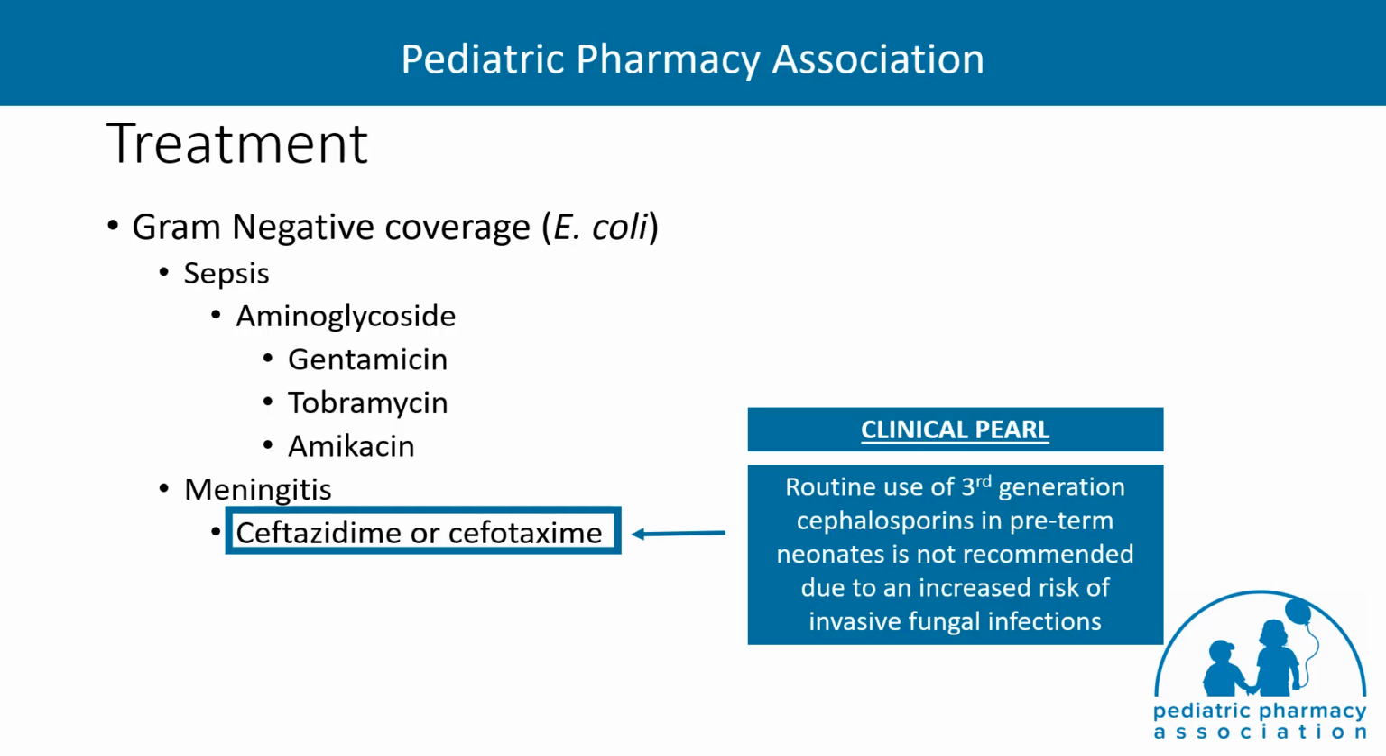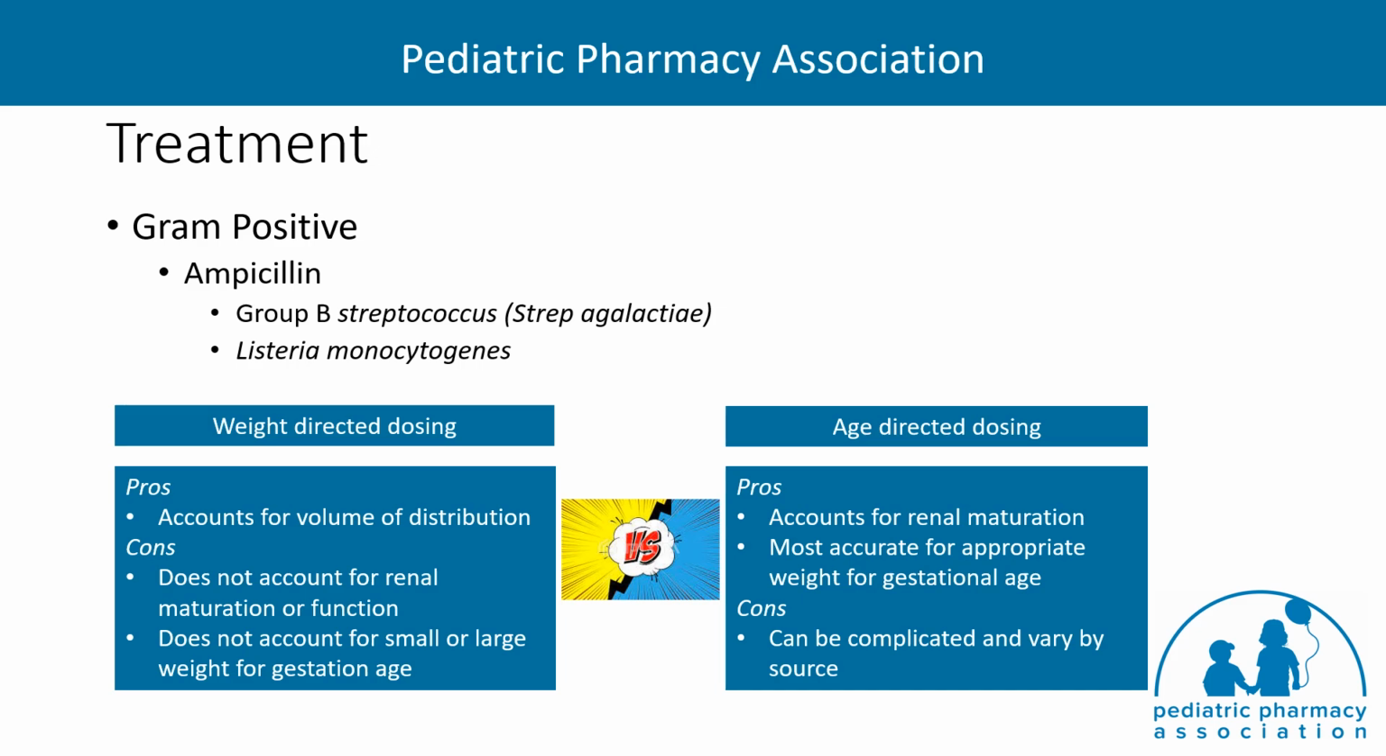Having discussed the antibiotic that should be used to cover the gram negatives, we'll now discuss what antibiotic should be used to provide gram positive coverage. Gram positive coverage is provided by ampicillin. This will provide adequate coverage for the second most common pathogen, which is group B strep, as well as listeria. While listeria is rare, it is a pathogen that should still be considered when using empiric antibiotics.